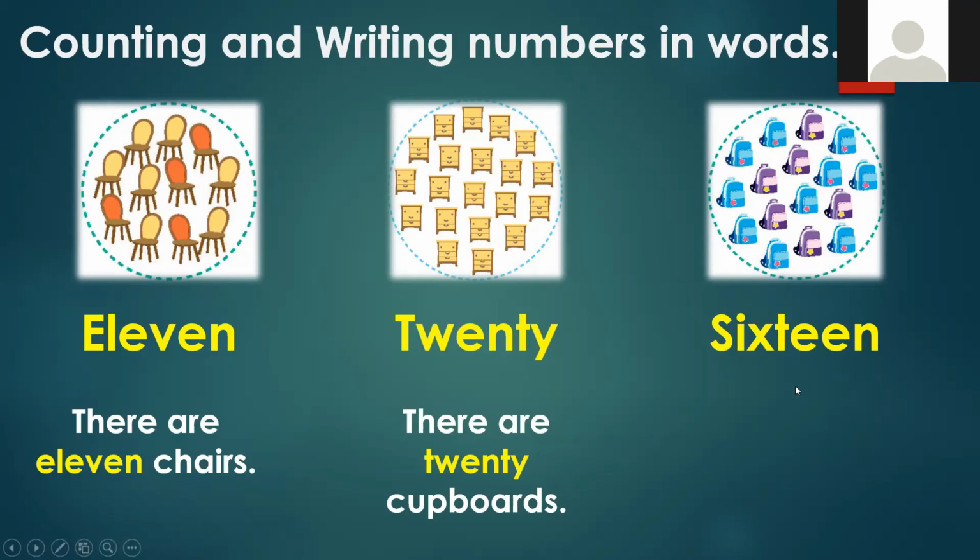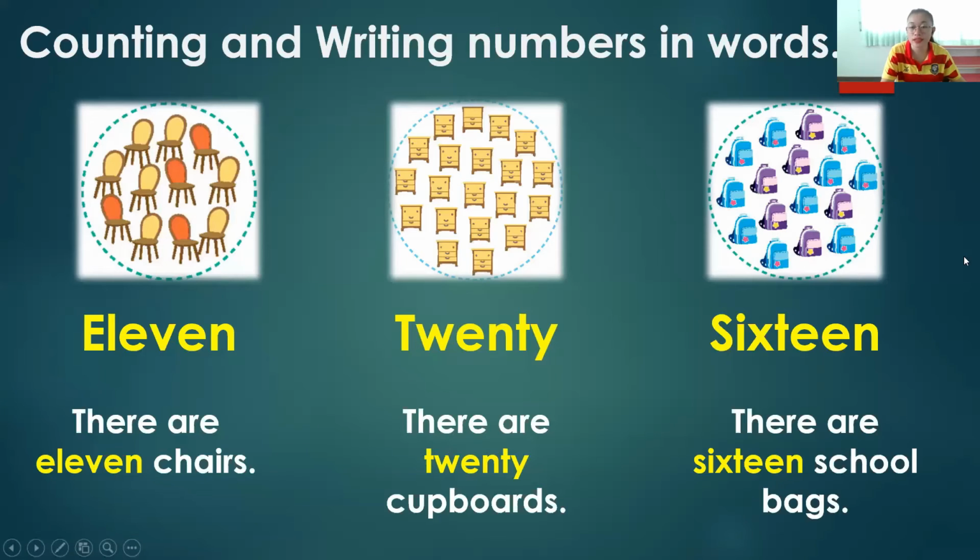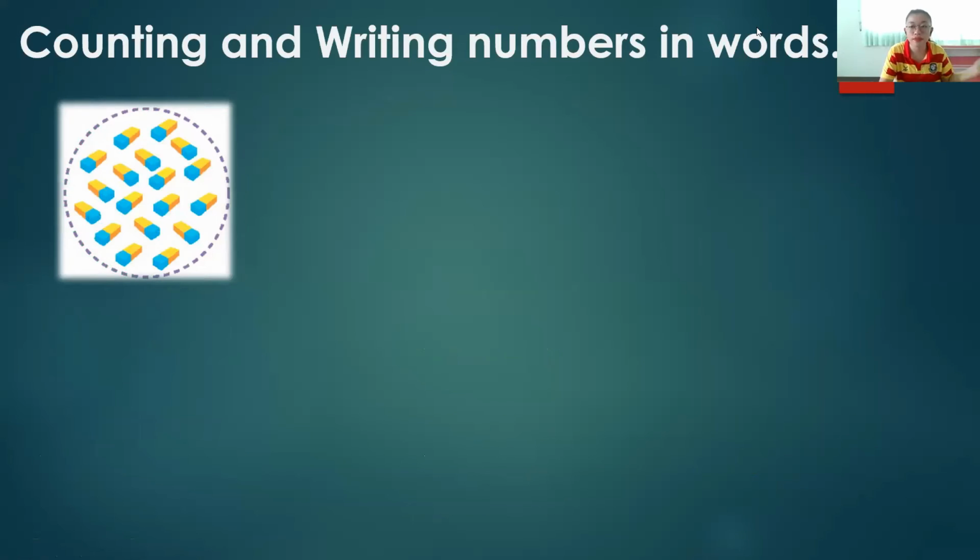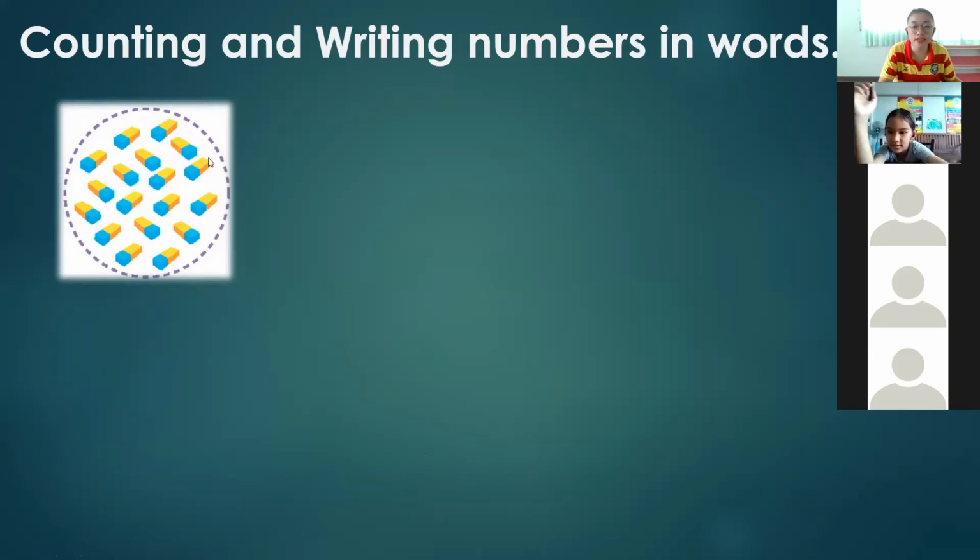SIXTEEN. Very good. Okay, so let's make a sentence. There are 16 school bags. Okay, so there are 16 school bags. Okay, next. How many erasers are there? 18. 18. Very good. How do you spell 18?